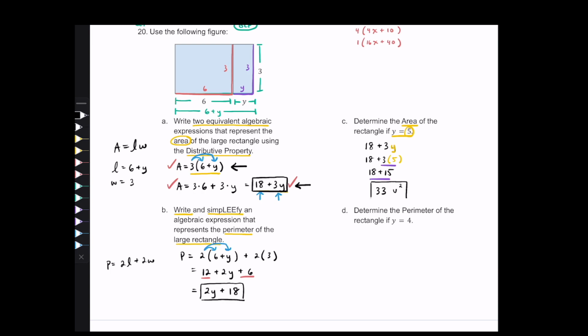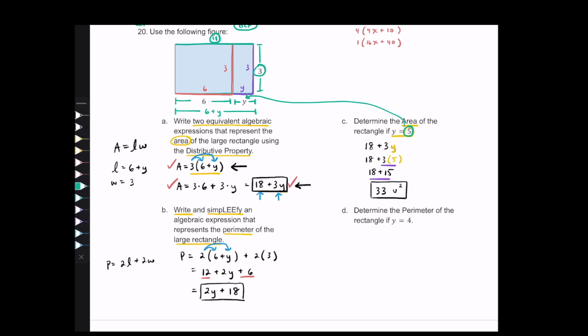That would be the area of this rectangle if y was equal to 5. And this hopefully makes sense, because if you take this 5 also and you plug it in right here, that means that this entire length across is going to be 11. Like from here to here would equal 11. And then 11 times 3 does equal 33. So you can kind of check that as well.